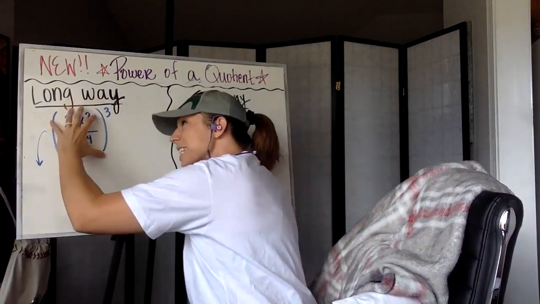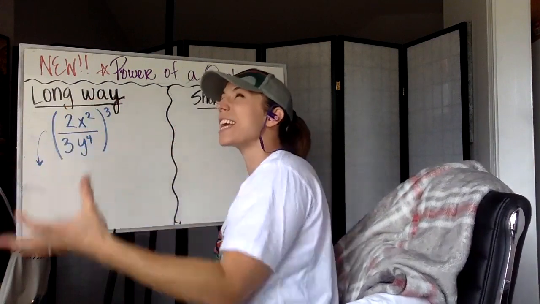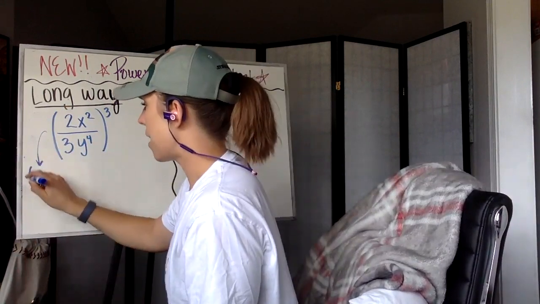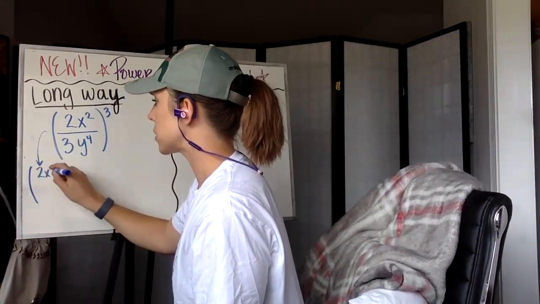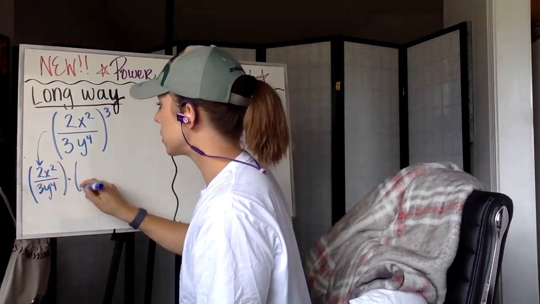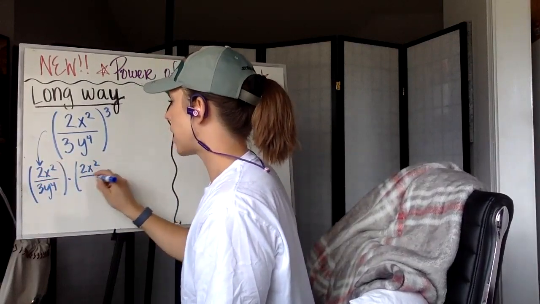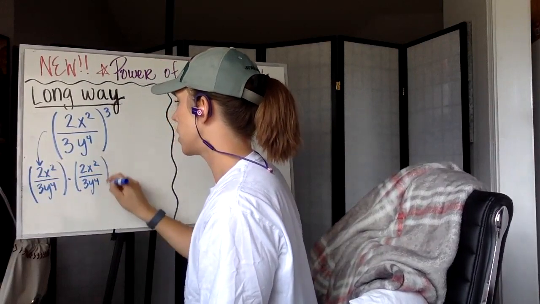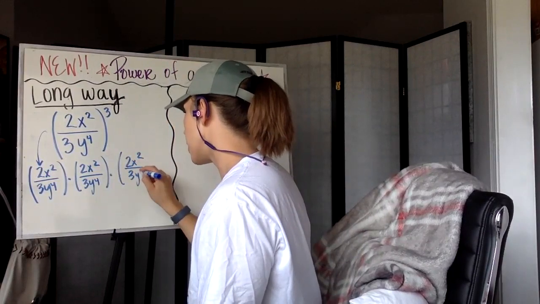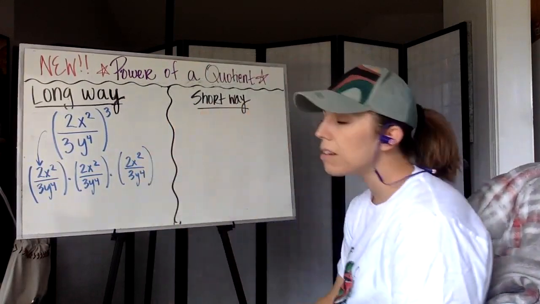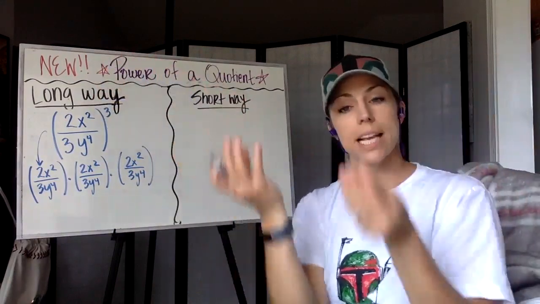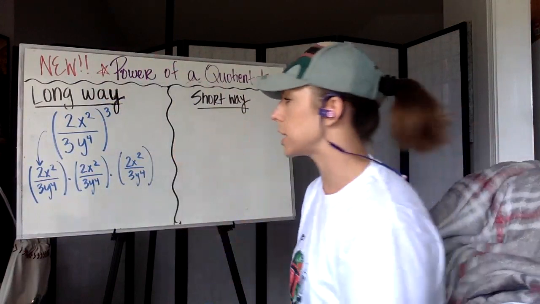Okay, this exponent means whatever's inside the parentheses, the entire thing gets multiplied by itself 3 times. That means I'm going to have 3 quotients: 2x squared divided by 3y to the 4th times 2x squared divided by 3y to the 4th times 2x squared divided by 3y to the 4th. Oh, so much writing, right? So I expand it and then I try to condense it. Like I look at, what do you actually see?